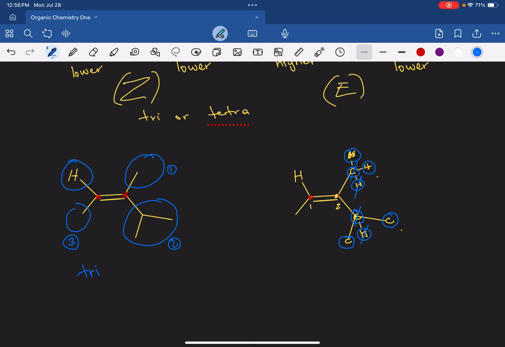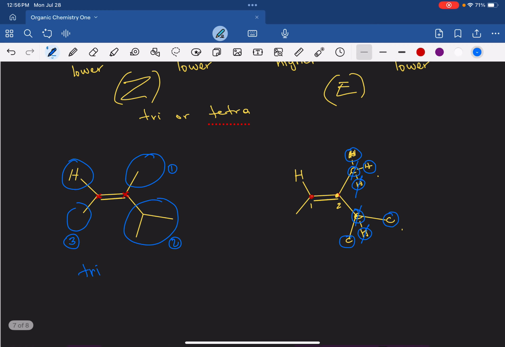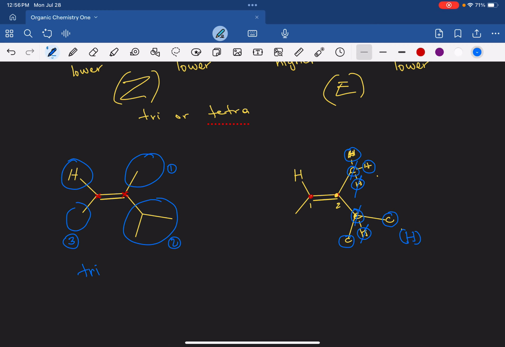Then you do have a point of difference, or you have an atom that is different. I have a carbon compared to a hydrogen. I have another carbon compared to a hydrogen. Carbon has a higher atomic number than hydrogen, so this is H. That's so you are higher. You can just put H. This is going to be low.